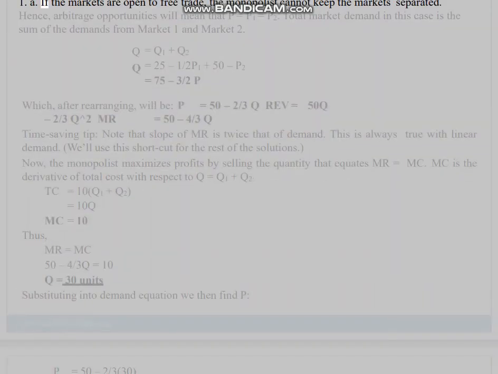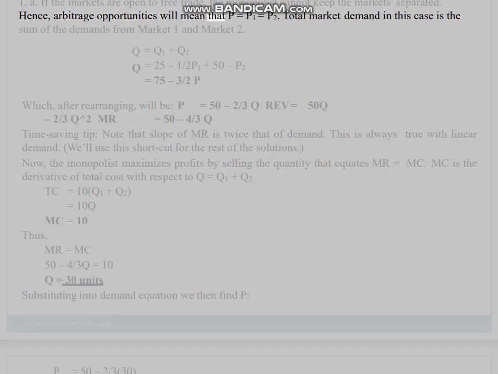1a. If the markets are open to free trade, the monopolist cannot keep the markets separated. Hence, arbitrage opportunities will mean that P = P1 = P2. Total market demand in this case is the sum of the demands from Market 1 and Market 2. Q = Q1 + Q2 = 25 - 1/2 P1 + 50 - P2 = 75 - 3/2 P, which, after rearranging, will be P = 50 - 2/3 Q. Revenue = 50Q - 2/3 Q^2, MR = 50 - 4/3 Q.